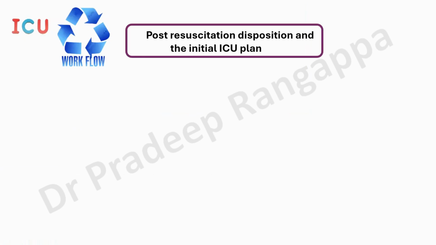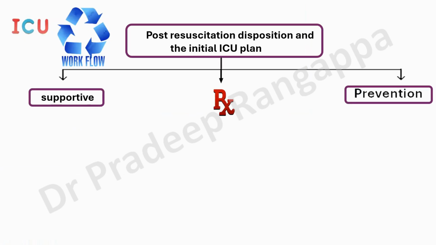Any patient who comes to ICU, there is a workflow we follow, right? What is the process? Post resuscitation and initial ICU plan is something that we need to create. When a patient comes to ICU, there are three major components. One is we have to give supportive management to the patient, which means resuscitation. We have to stabilize the patient. Then, of course, we have to formulate the treatment plan, and then we have to put in certain measures to prevent certain complications. These are the three major tenets for any patient who comes to ICU.